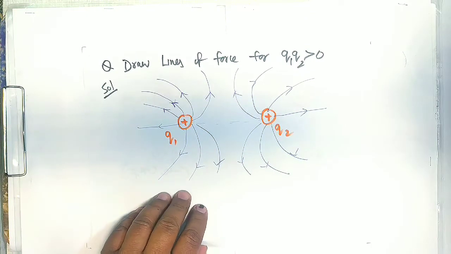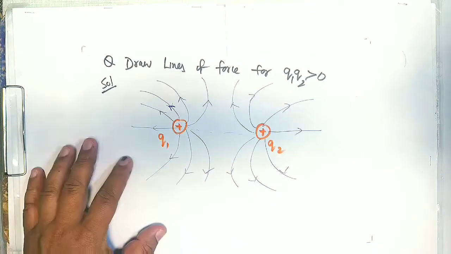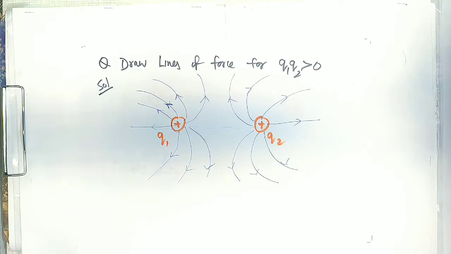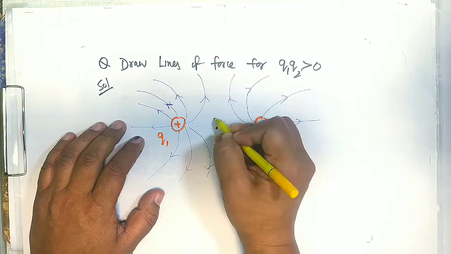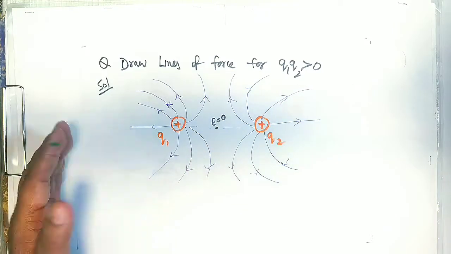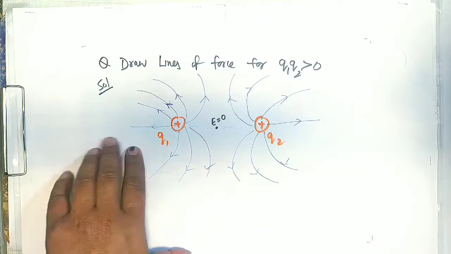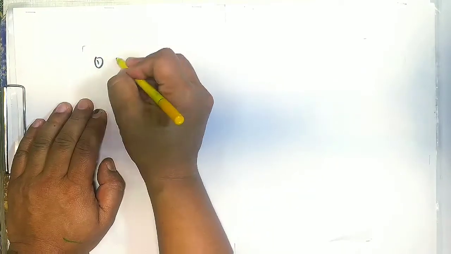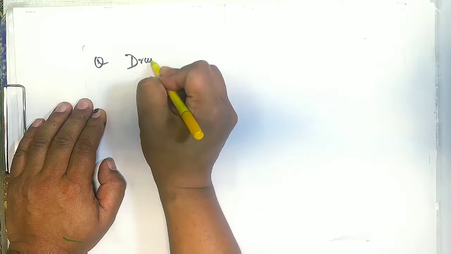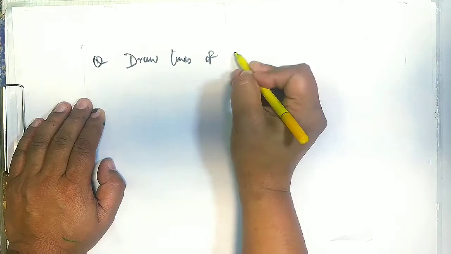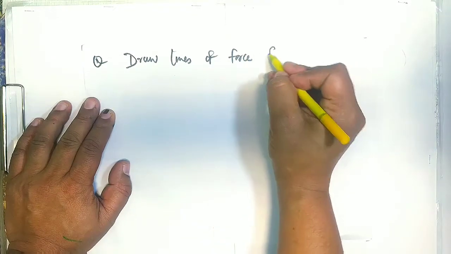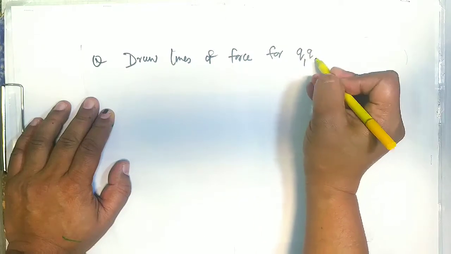Now if you want to draw it for Q1, Q2, somewhere there will be a null point, say here, that means where the electric field will be 0. So Q1 and Q2 charges repel each other. Now the next one, if I draw it for the charge Q1, Q2, say the question comes the same way, draw line of force, electric field lines of force for Q1, Q2 less than 0.